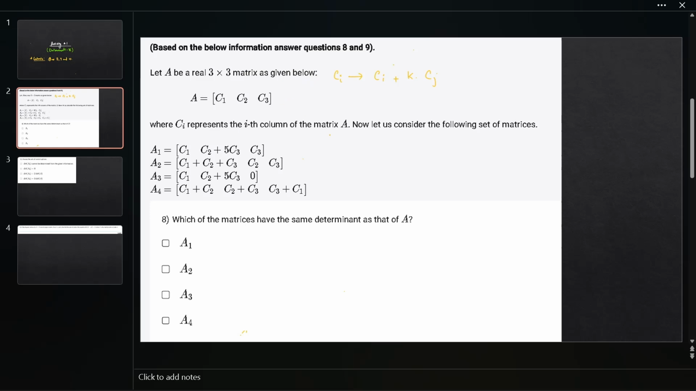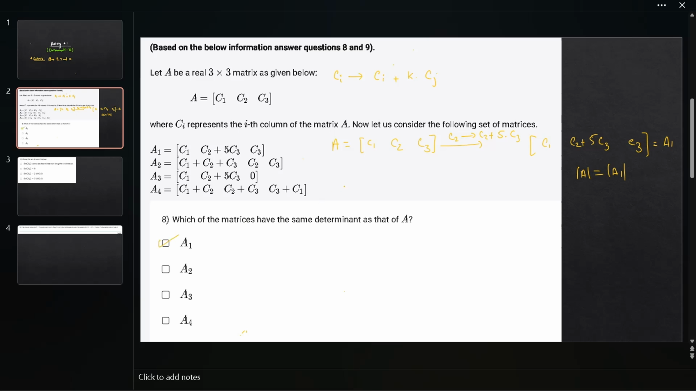If we start with A as C1, C2 and C3, and perform the operation where in column 2 we are adding 5 times column 3, we will obtain the matrix C1, C2 plus 5 times C3, and then C3. So this is basically our matrix A1. We used this property on A to obtain A1. Hence we can conclude that both A and A1 have the same determinant. So option number 1 is correct.